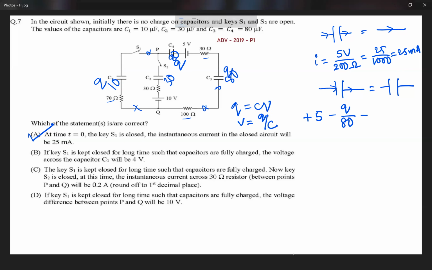Cross the next capacitor, which is Q divided by 10. Cross the capacitor after that, which is another Q by 80. Now try to add all of these. This will be equal to 0 because the potential through a closed loop is equal to 0.